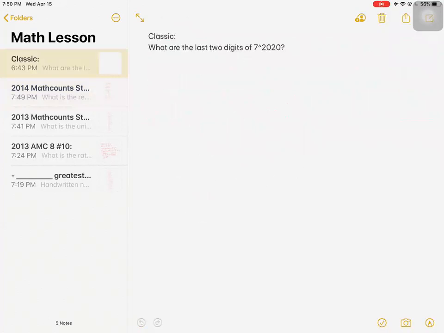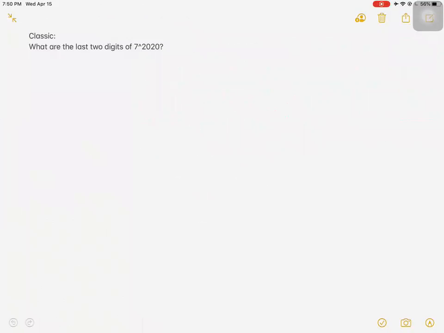We're going to go to this classic question. It says, what are the last 2 digits of 7 to the power of 2020? So the last 1 digit is equivalent to taking the mod 10. The last 2 digits would be equivalent to taking the mod 100. So basically, this question is asking us to find 7 to the power of 2020 mod 100, right?